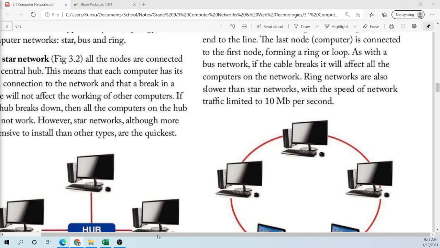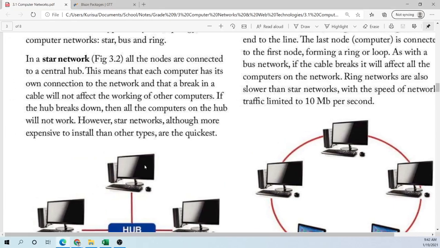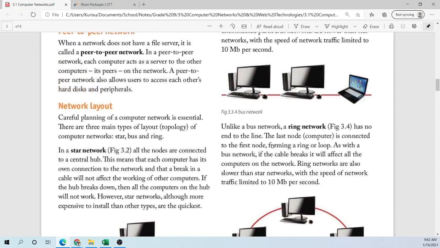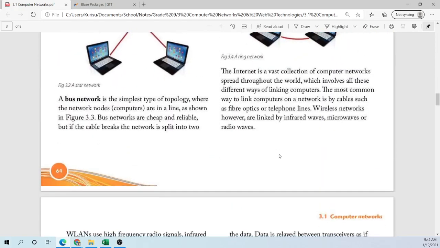So that is why, even though the star is the most expensive, you would see every person creating a star network. Why? Because we want speed when it comes to transmitting our data. All of you want speed when it comes to transmitting your data. When you're sending a picture or a video, you want it to reach right away. So that is why most persons would make use of the star network. Even though it's more expensive, it is more reliable and it has more speed than the ring and the bus network.